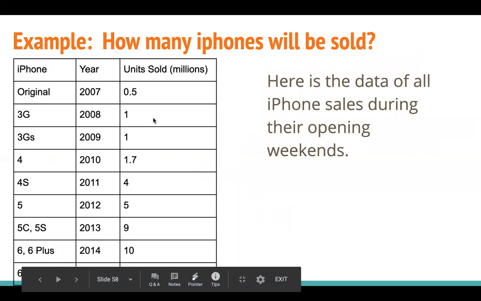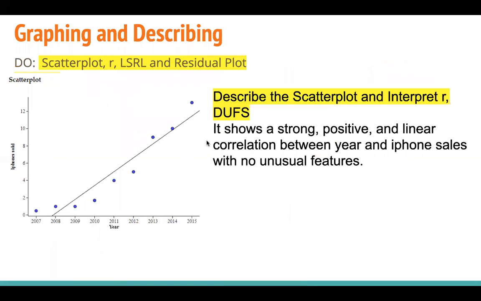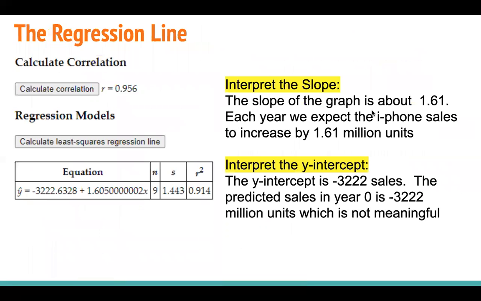Let's look at the investigation you all did on iPhone sales. We looked at year and number of units sold. First, we made the scatter plot, and it showed a strong positive linear correlation between year and iPhone sales, with no unusual features. We used Statplet to get the slope. The slope right here is 1.6050002. So each year we expect the iPhone sales to increase by 1.6 million units.